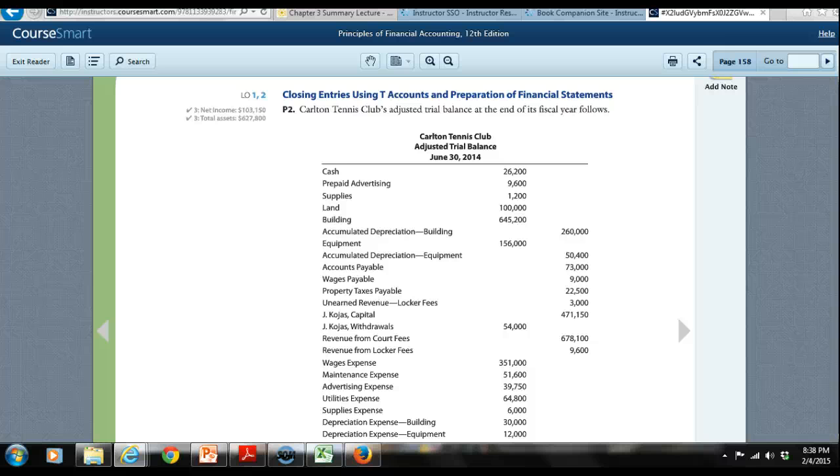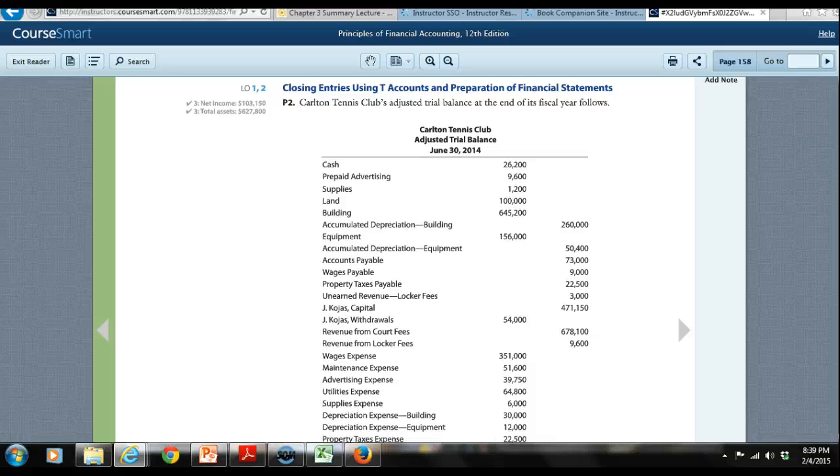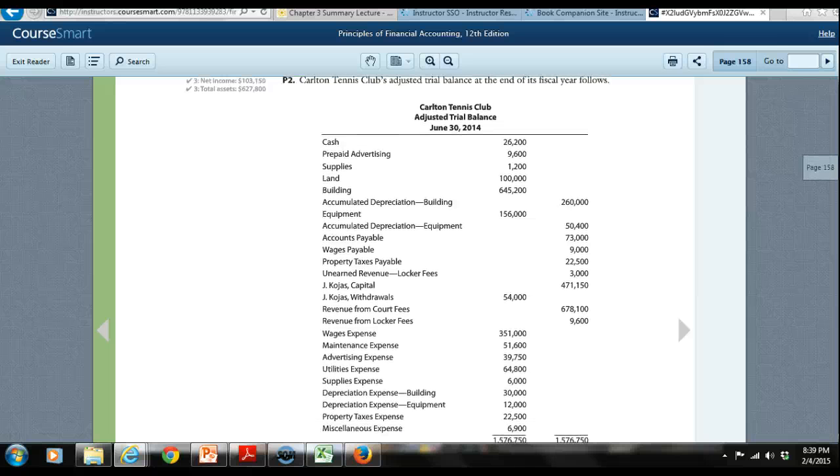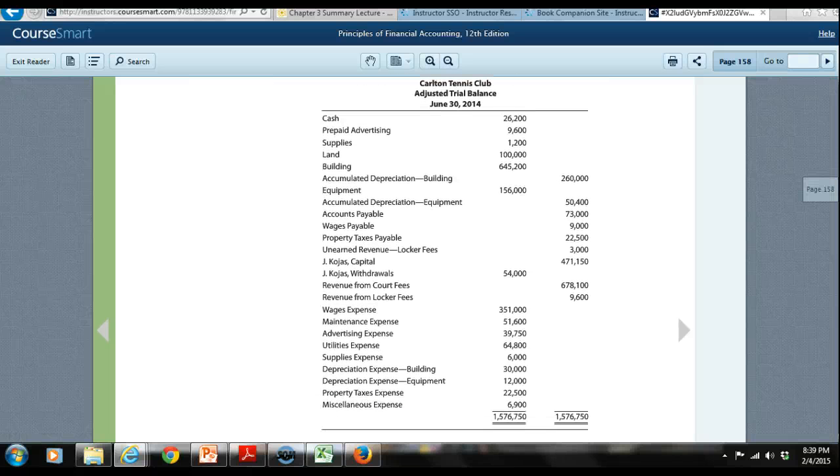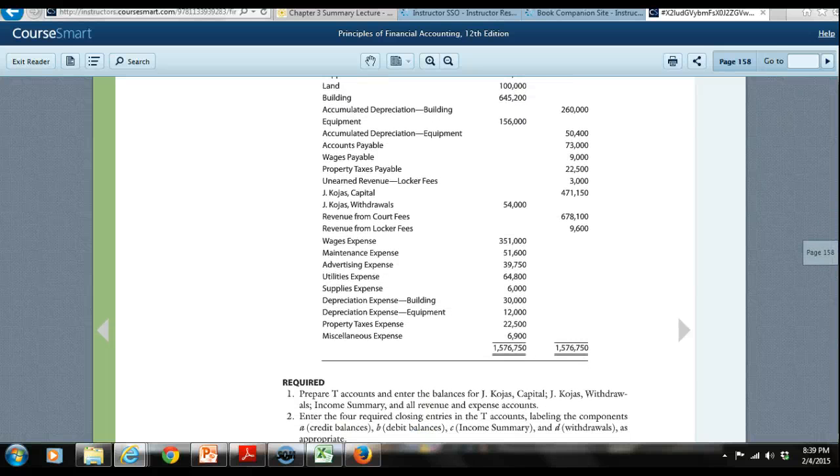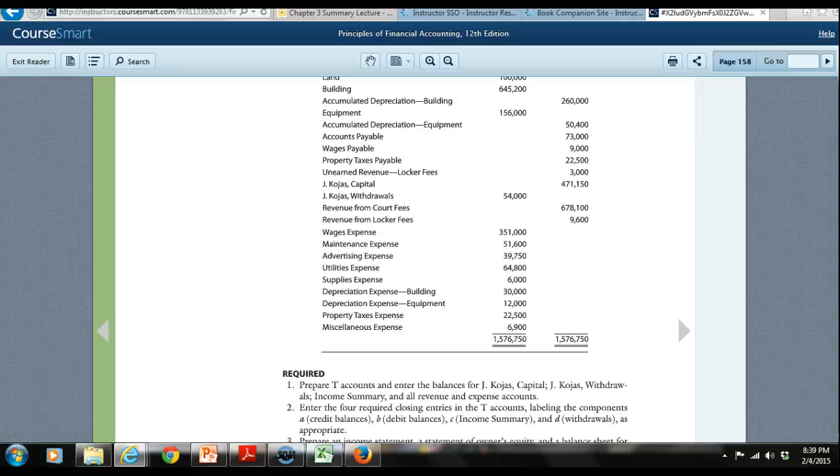Okay? So can we do P2 or are y'all ready to go? Not yet. Okay. Carlton Tennis Club's adjusted trial balance at the end of its fiscal year shows us all this stuff. We are going to prepare T accounts, and we're going to enter the balances for all these revenues and expenses and capital and withdrawals. Okay, so let's do that first.